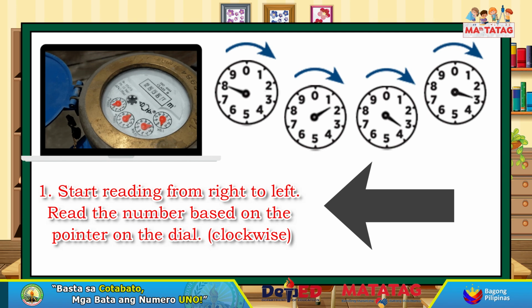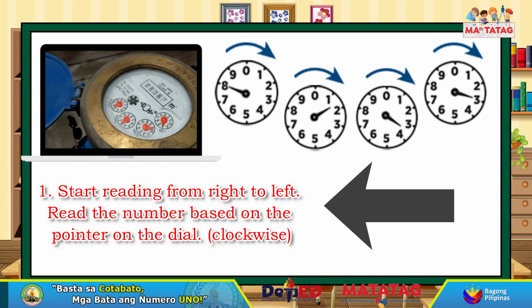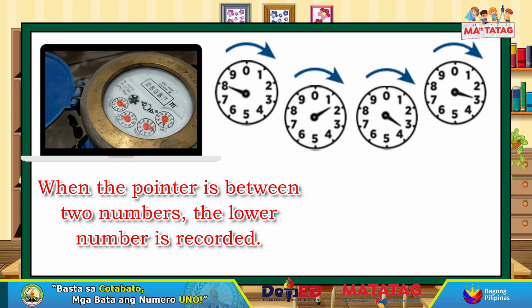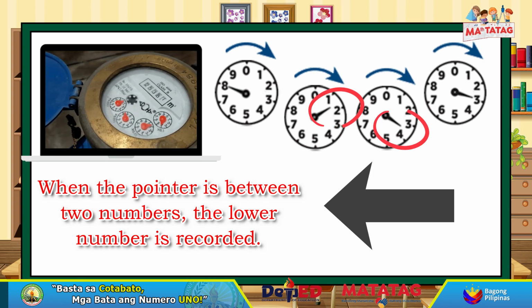1. Start reading from right to left. Read the number based on the pointer on the dial. When the pointer is between two numbers, the lower number is recorded.